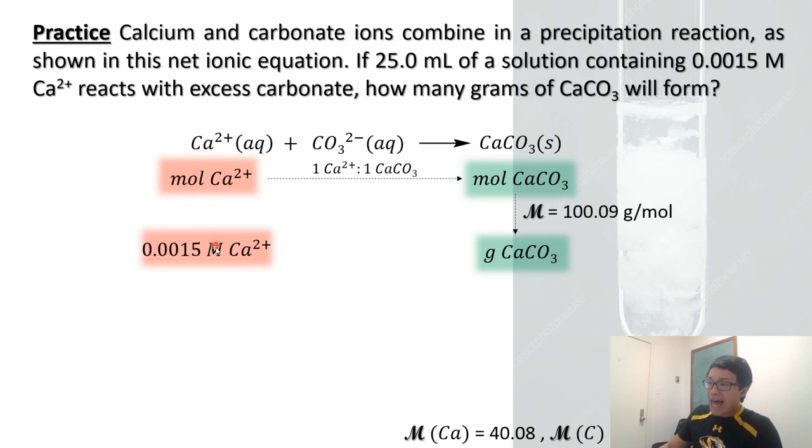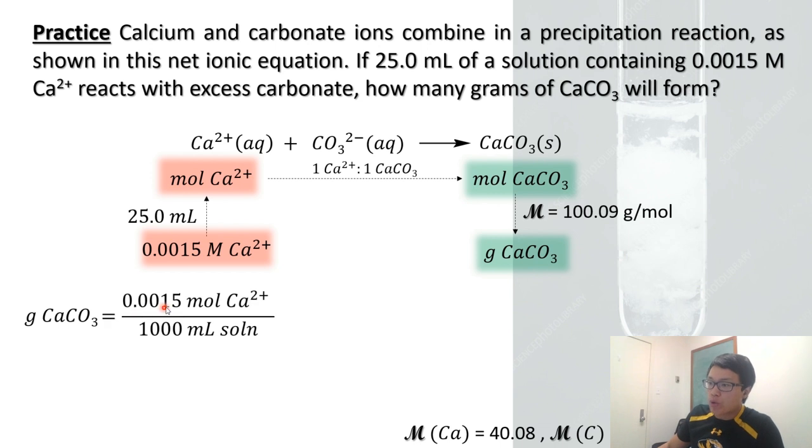From molarity, go back to mole. Well, molarity is mole per volume, right? Mole per liter. If you get rid of liter, the volume, by multiplying by volume, you get to mole. That's all you have to do. All right, let's go. We want grams of calcium carbonate. What we have is molarity, so 0.0015 mole calcium ion per 1,000 milliliter solution. It's mole per liter, that's by definition. You want to get to moles of calcium ion?